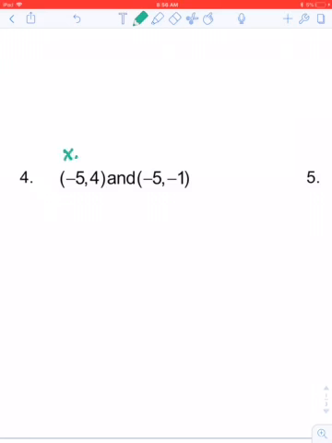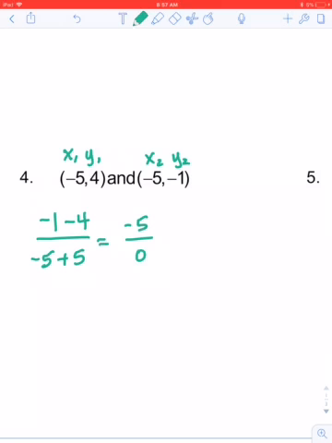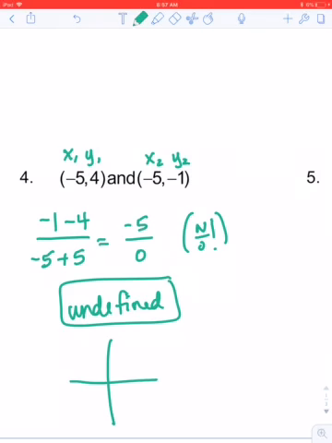So number 4, same thing. I'm going to label my points just to ensure I do this correctly. I've got -1 minus 4 over -5 minus a -5. Well, this time, I got a 0 on the bottom. Remember, that's a no situation. You can't have a 0 on the bottom, so that means my slope here is undefined, which makes sense. If I were to graph these points really fast, -5, 4, and -5, -1, those would be on a vertical line, a vux, if you will. So the u means it would be undefined.